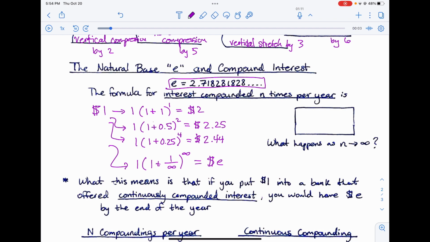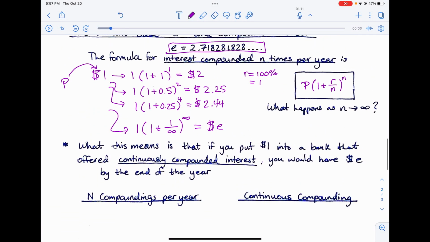But I do want you guys to know this compounding formula. If you compound interest n times per year, you take your principal, which we call P, the amount of money you started with. P in this case would be the $1, and you multiply it by 1 plus R over N, where R is your interest rate. In our case, R was 100%, or just 1. As a decimal, it's 1. As a percentage, it's 100. And we raise this to the power n because we're applying this compounded interest n times. So that's the formula.